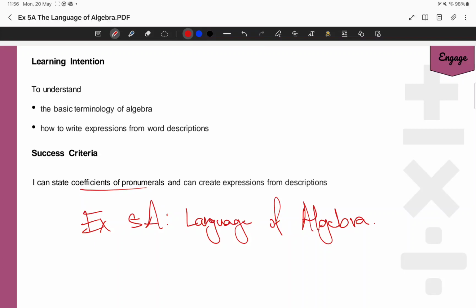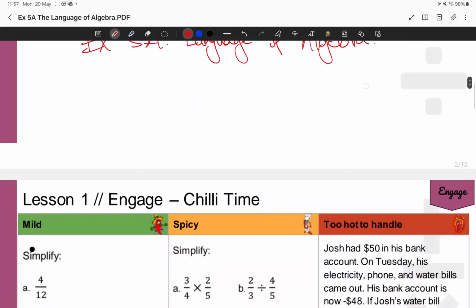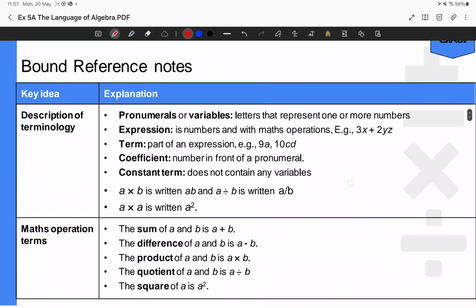So the two main things are you're going to find the different numbers that are linked with letters, and you're also going to create the actual expression, so what it looks like with numbers and letters together. We'll do this together at another time.